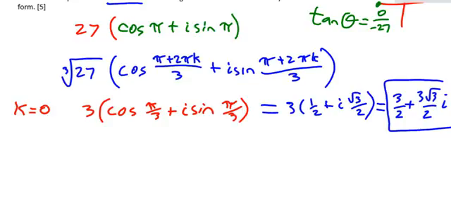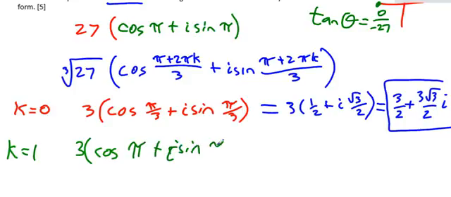To get the others, now we're going to do k equals 1. So it's still 3 times cosine of pi plus 2 pi, that's times 1, so that's 3 pi over 3, which is just pi. Cosine of pi is negative 1. Sine of pi is 0. So that's 3 times negative 1, which is just negative 3. So there's another root.